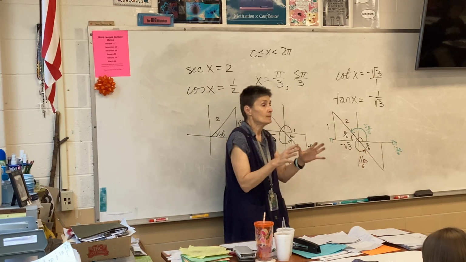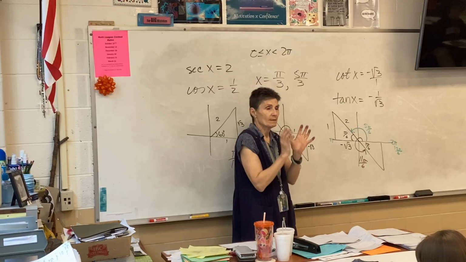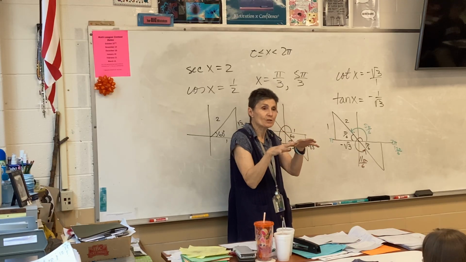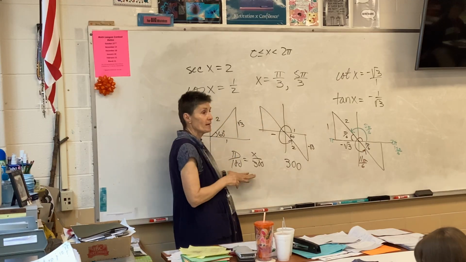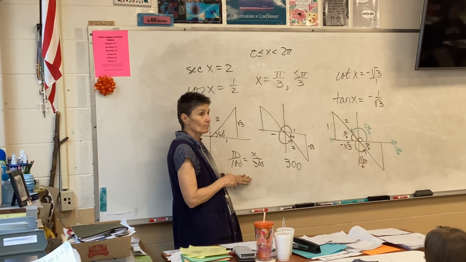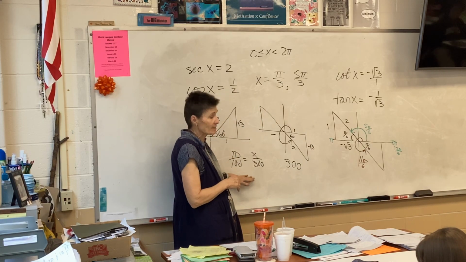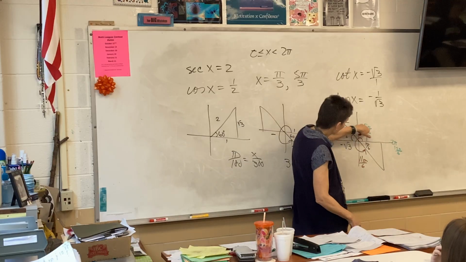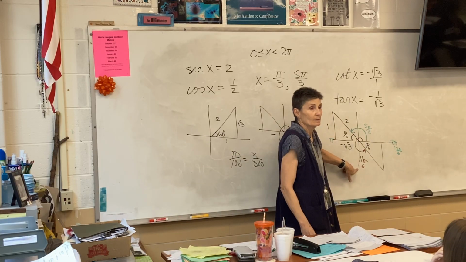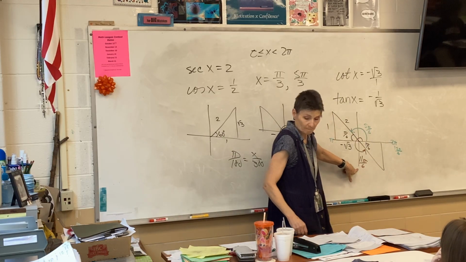Now again, I am hopeful that that kind of makes sense to you, but if it doesn't, do the problem in degrees and then change them into radians. That takes longer, but it will always work. All right, so what are my two answers? My two answers are 5 pi over 6 and 11 pi over 6.